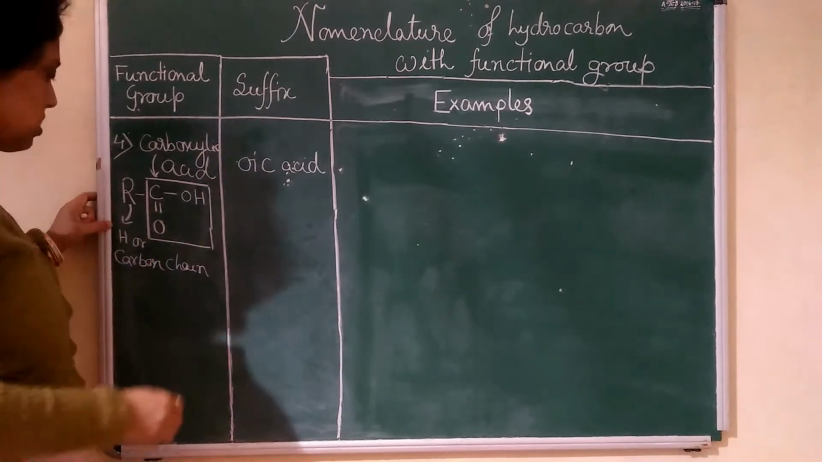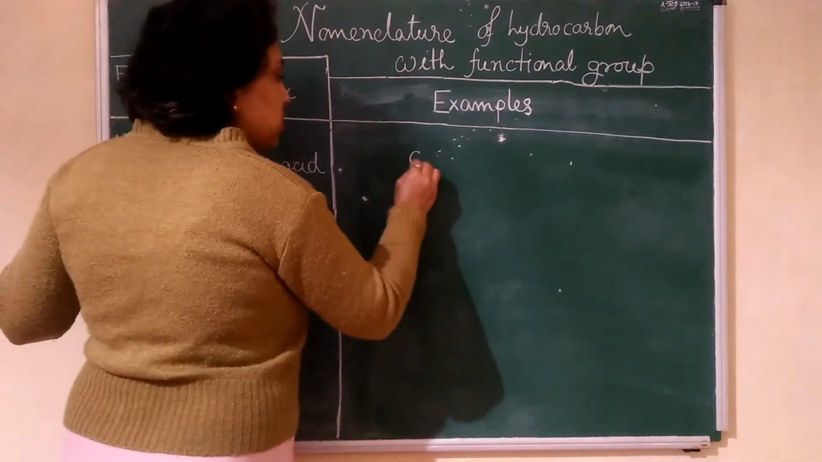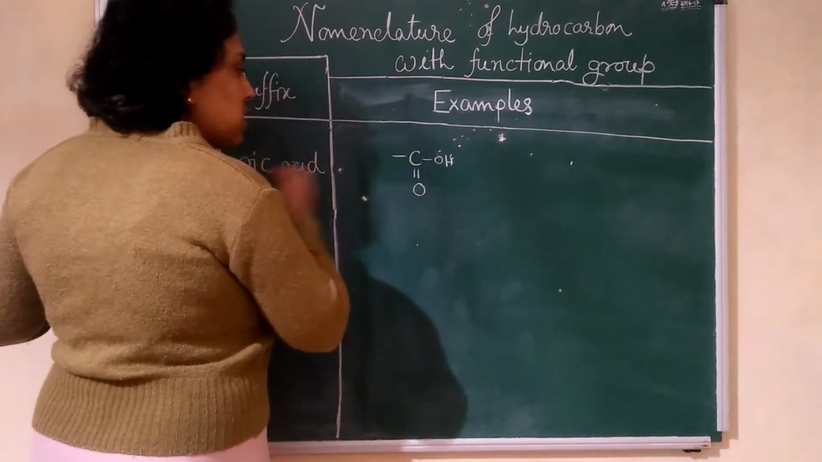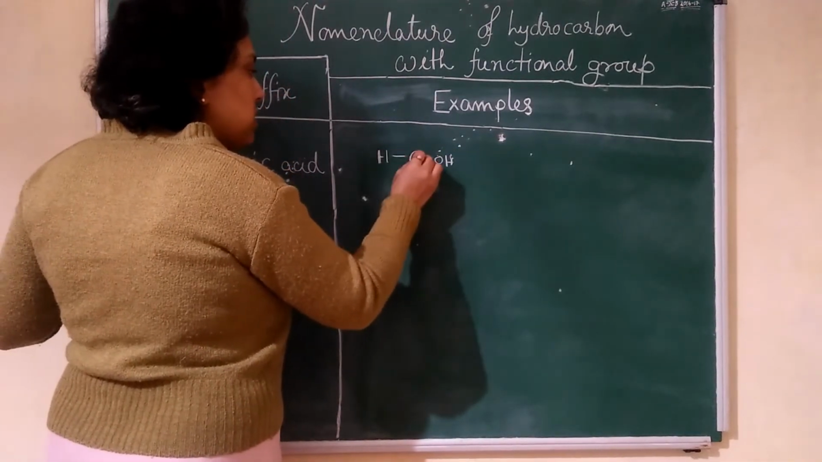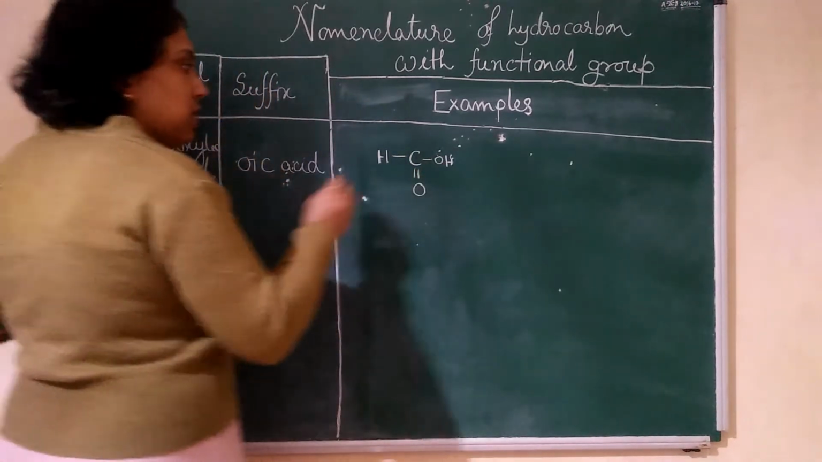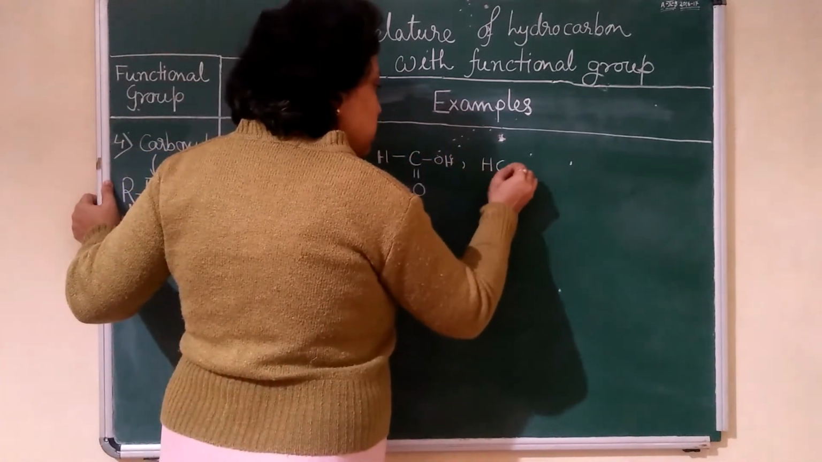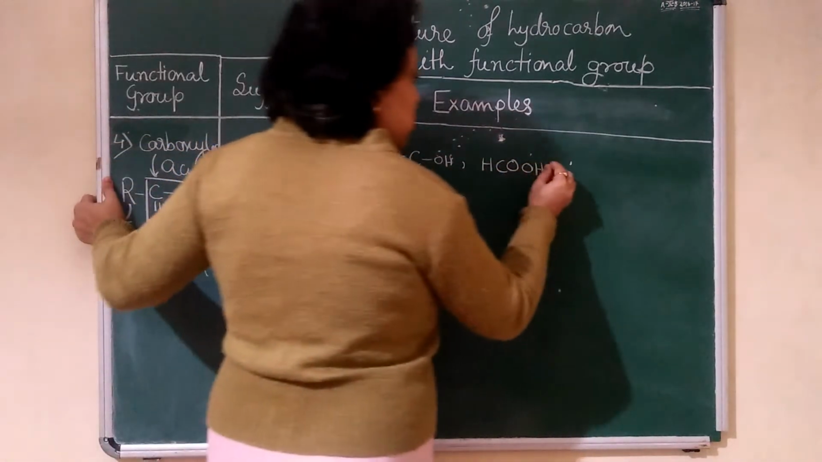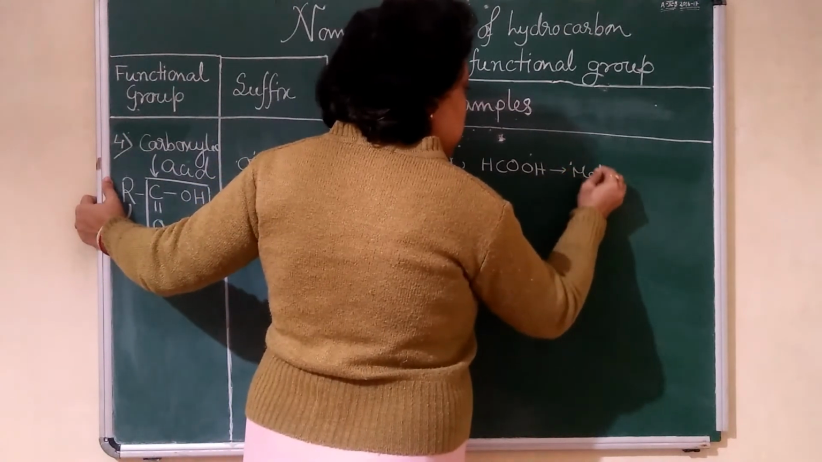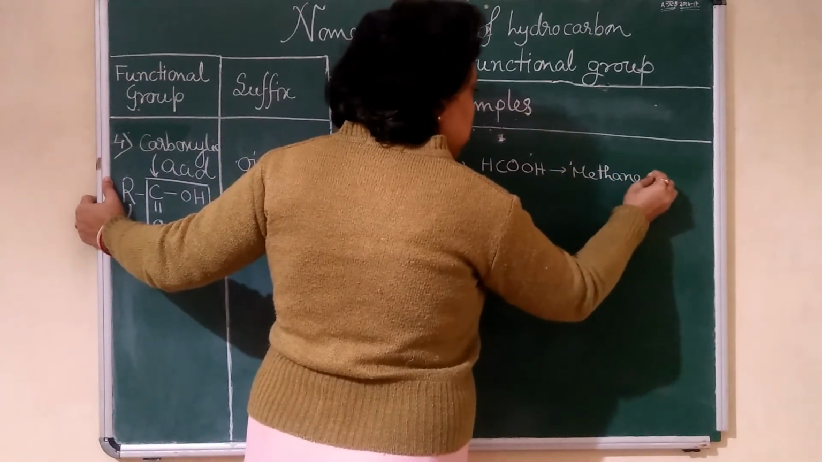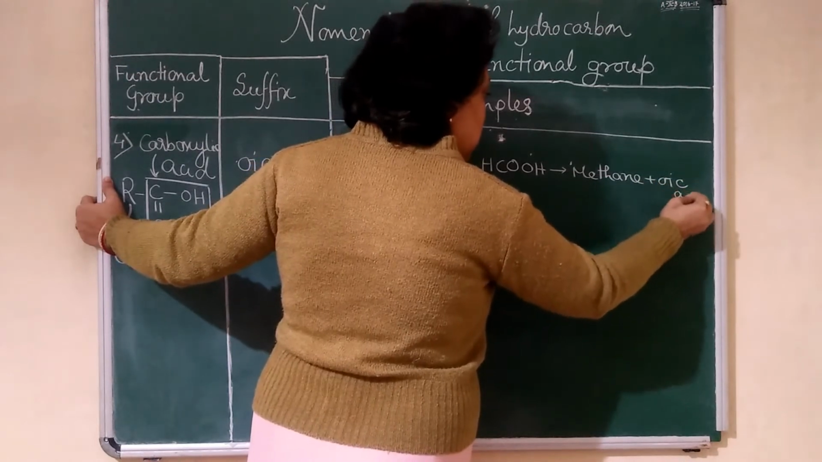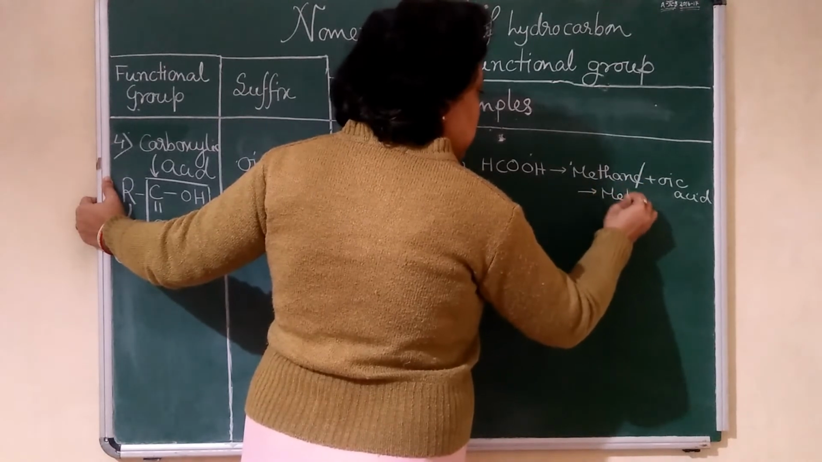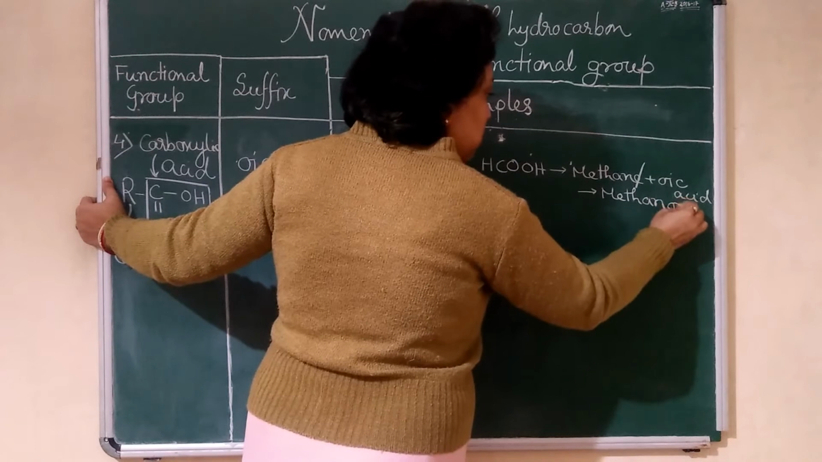So if it is H, it means 1 carbon, in the functional group itself. So what you have to do? You have to satisfy the valencies. So you write HCOOH. In the structure there is only 1 carbon. So what will be the nomenclature? Methane plus oic acid. The e will be omitted, so it will be methanoic acid.